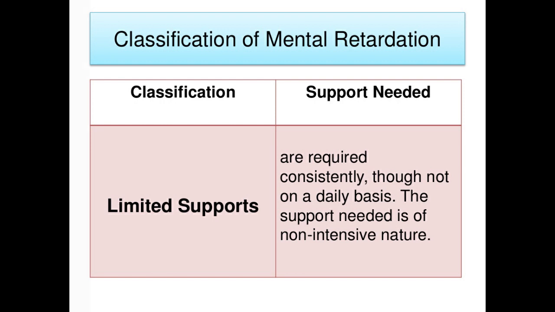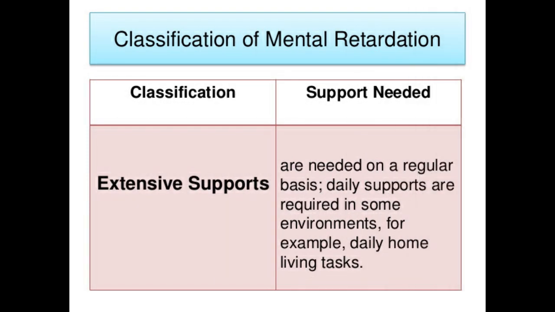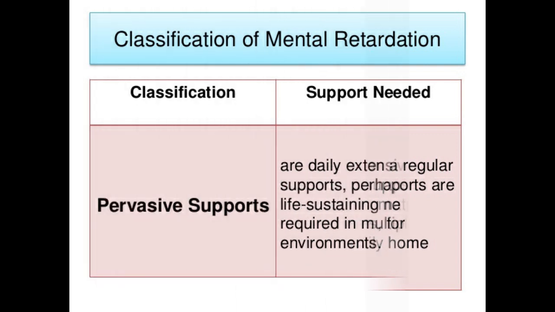Number three, extensive supports are needed on a regular basis. Daily supports are required in some environments, for example, daily home living tasks. And number four, pervasive supports are daily extensive supports, perhaps of a life sustaining nature, required in multiple environments.